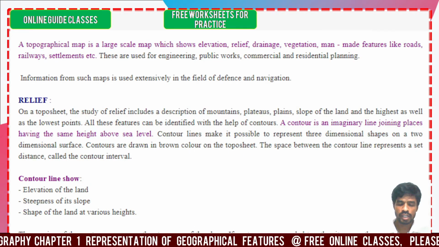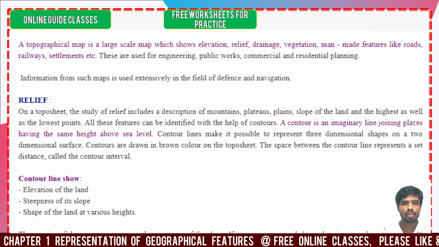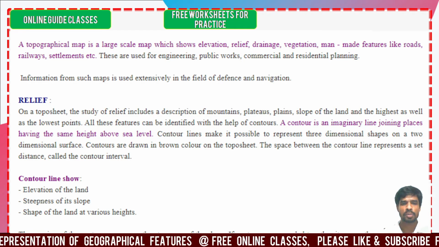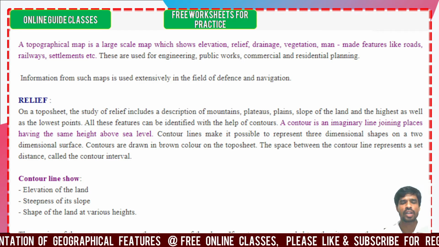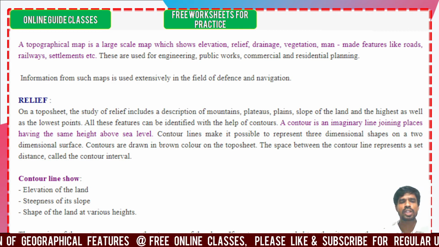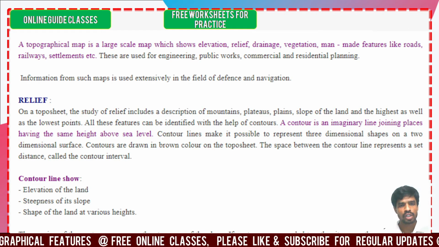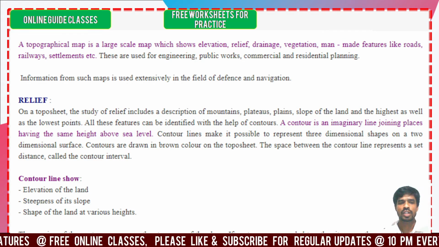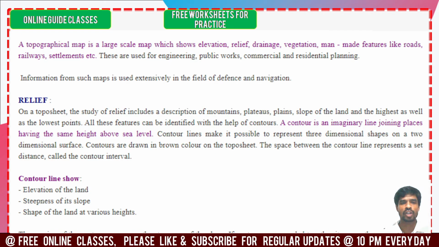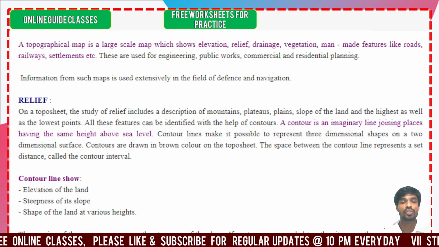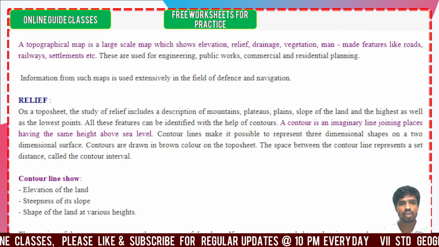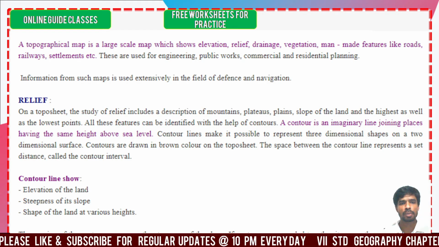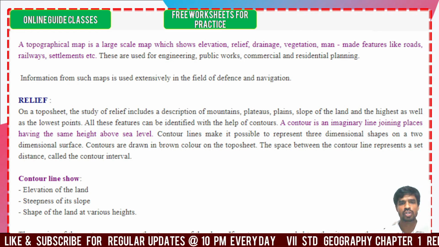Let's start the lesson. Let's learn from the textbook. A topographical map is a large scale map. Now there are two types of maps, my dear friends. One is small scale map and the other one is large scale map. Now what is the meaning of small scale map? A small scale map gives a small amount of detail about a large area. For example, map of India, right? Now the second one is large scale map. What is the meaning of large scale map? It gives a large amount of detail about a small area. So a topographical map comes under which map? Large scale map. Please remember this point, my dear friends, which shows elevation.